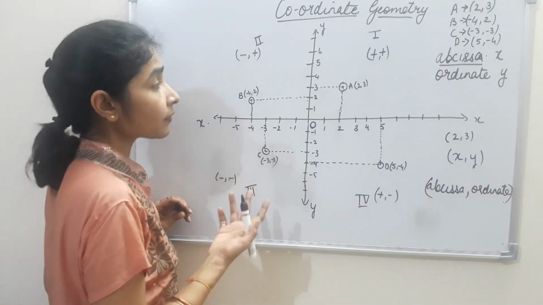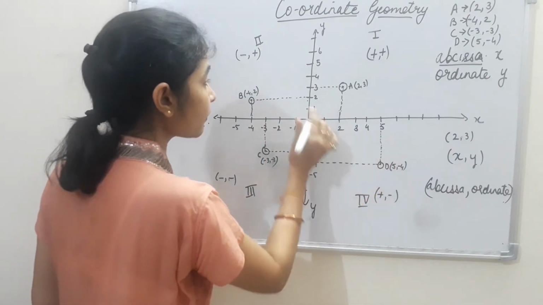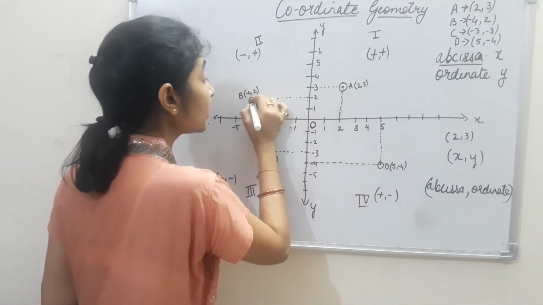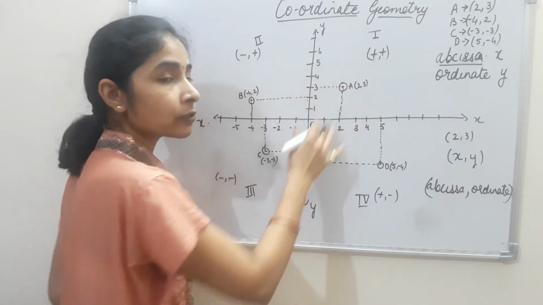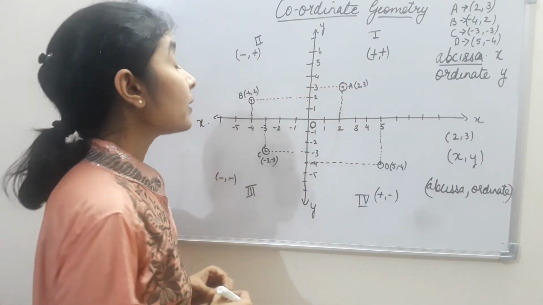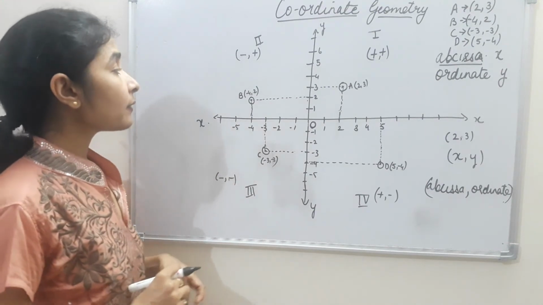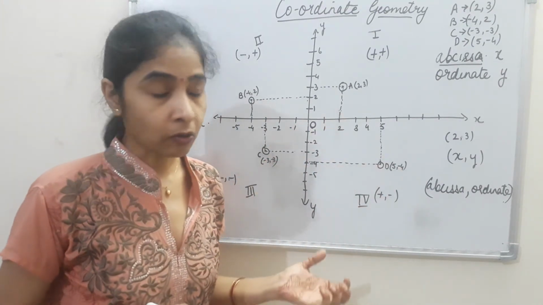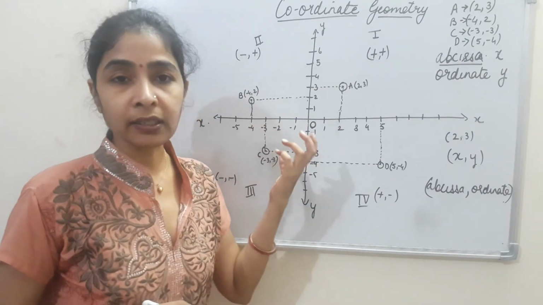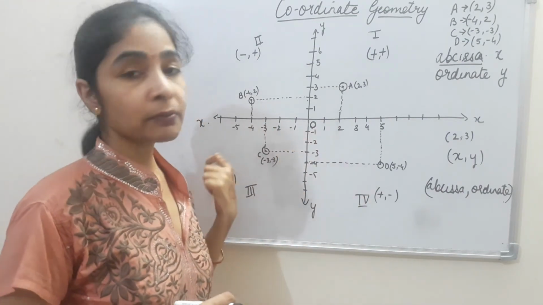Suppose we are given points A, B and C only and D was not given, then we would have joined A to B, A to C and B to C, and that would have formed the triangle. Now, we have taken examples of all types of coordinates, that means positive-negative, negative-positive, both positive and both negative.